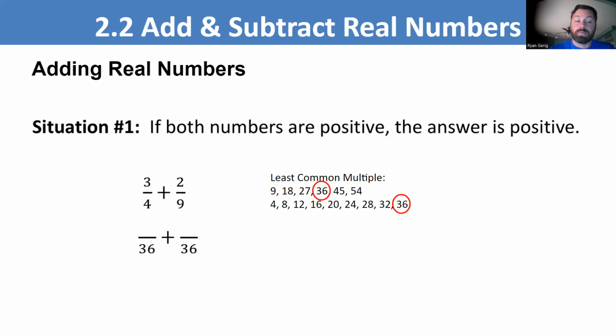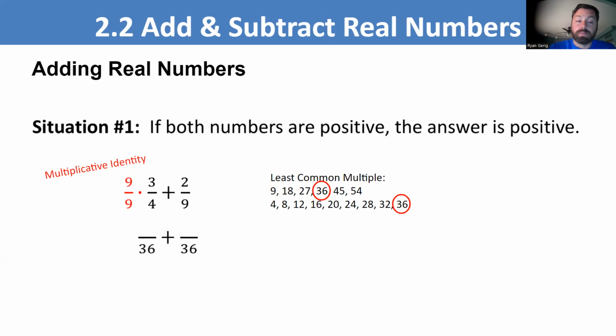Now, I can't just magically do that. I've got to follow the properties of real numbers that we learned in the last lesson. What did I multiply 4 by to get to 36? I multiplied 4 by 9, so I'm going to multiply the numerator also by 9. You might be wondering, why are we allowed to do that? Well, we learned about the multiplicative identity, or the multiplication property of multiplying by 1. 9 divided by 9 is 1. So essentially we're doing 3/4 times 1. That does not change the value of that fraction. All it does is change how it looks.